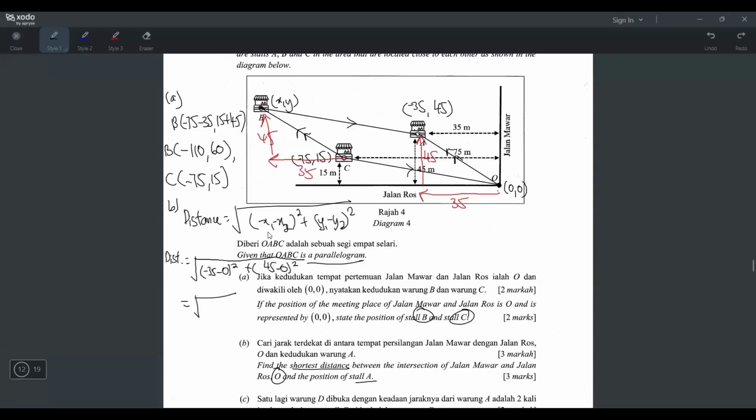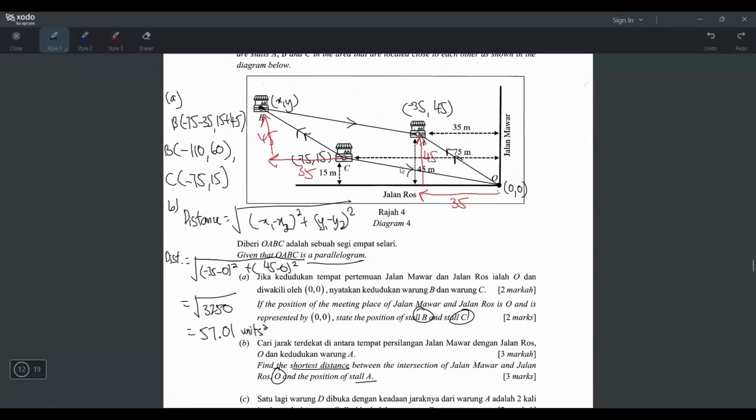You end up getting negative 35 square plus 45 square, you press the calculator. Actually, the negative is useless, because when you square a negative number, you will get positive. So plus 45 square. I got 3250, but you have to square root the whole thing, right? So what happens when you square root the whole thing? You will end up with, let's write in decimal, 57.00877. Just write 4 significant figures, so 57.01. And then write units, right?